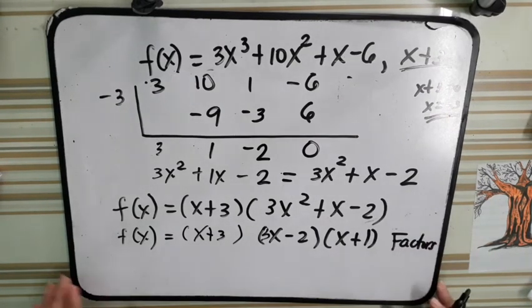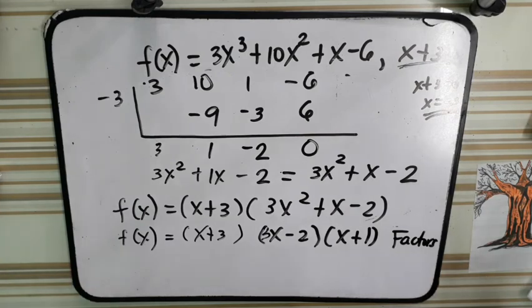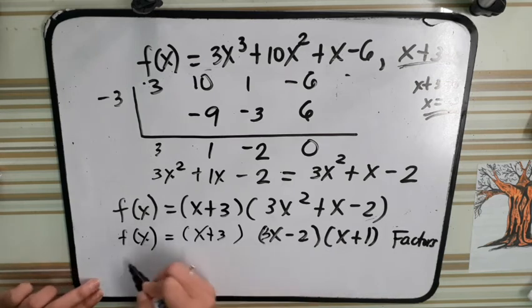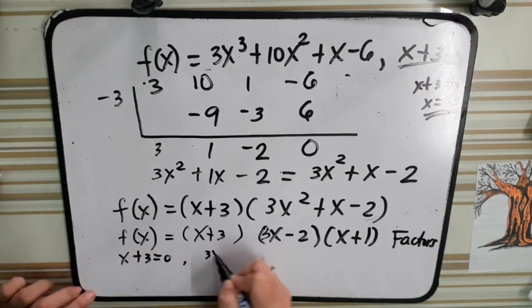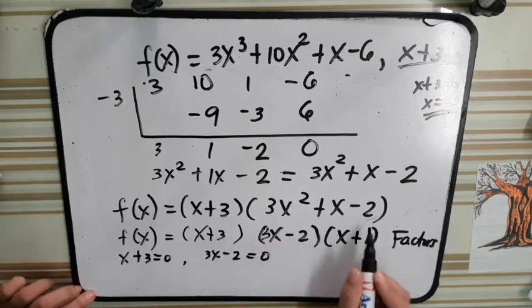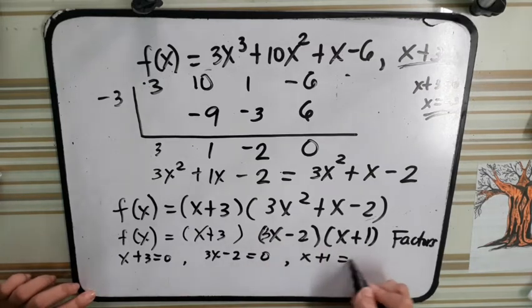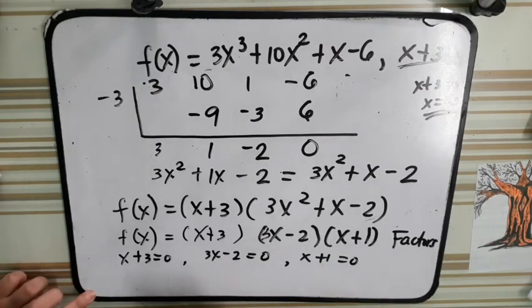Now let's look for the zeros. So in order for us to find the zeros of the function, we need to equate all the factors to 0. So x plus 3 is equal to 0. Then the other one is 3x minus 2 is equal to 0. And x plus 1 is equal to 0.